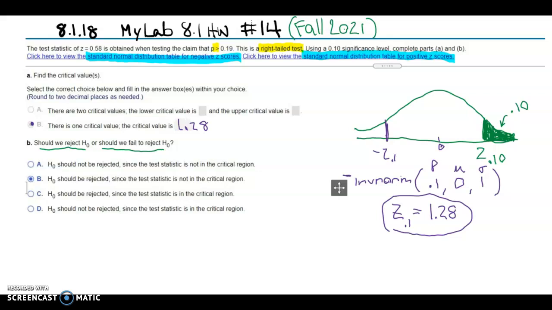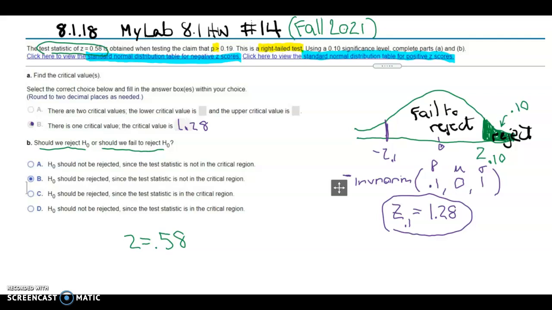Now, what we're going to do is we're going to compare the test statistic z equals 0.58 to our critical value of 1.28 that we just calculated. Now, if we have our test statistic falling in this green region here, we're going to reject. If we're not in the green region, we're going to fail to reject.